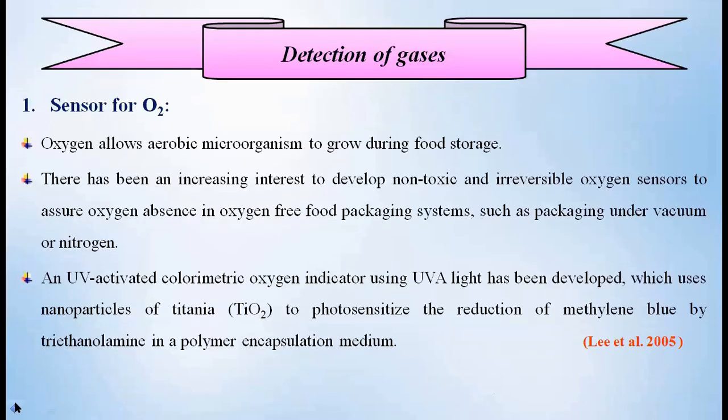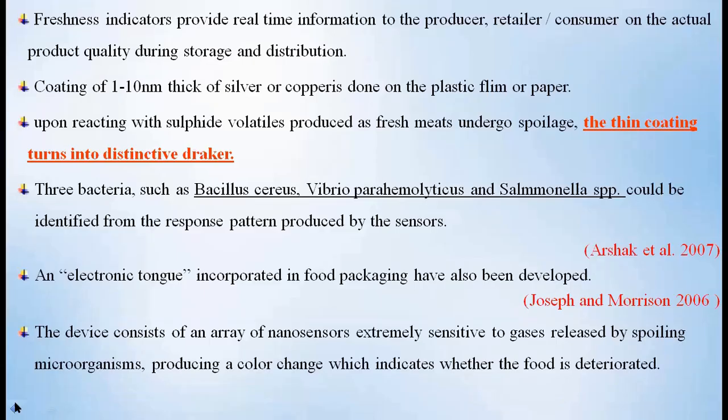Freshness indicators provide real-time information to the producer, retailer, and consumer on the actual product quality during storage and distribution. A coating of 1 to 10 nanometers thick of silver or copper on the plastic film or paper is also useful for it. Upon reacting with the sulfide volatiles produced by fresh meat which undergoes spoilage, the thin coating turns distinctively darker, changing its color.